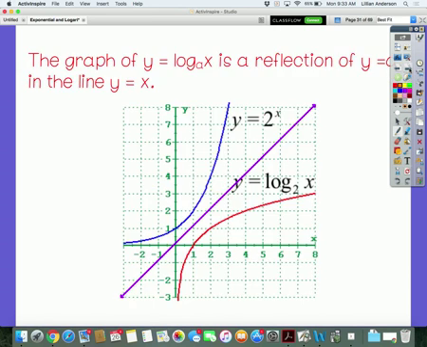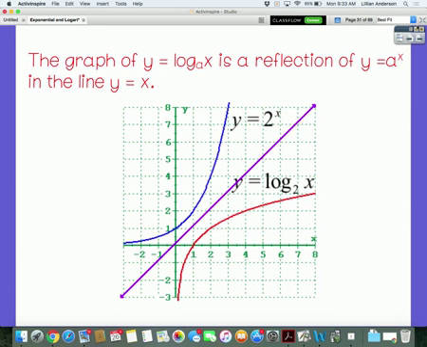Now, the graph of y equals log base a of x is a reflection of the exponential function a to the x over the line y equals x. That's still the same concept from the first unit. Every inverse is a reflection over the line y equals x. The same thing applies to exponentials and logarithmic functions.